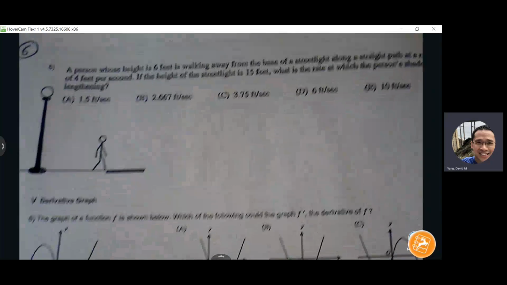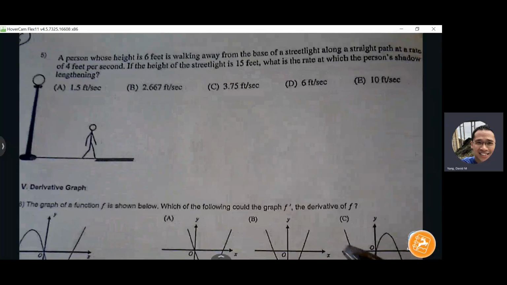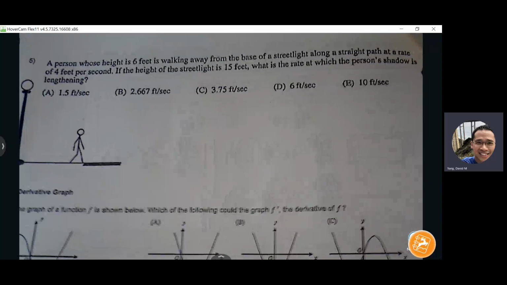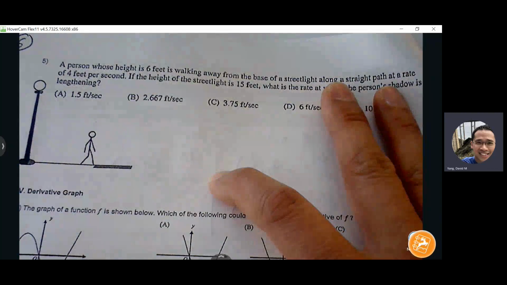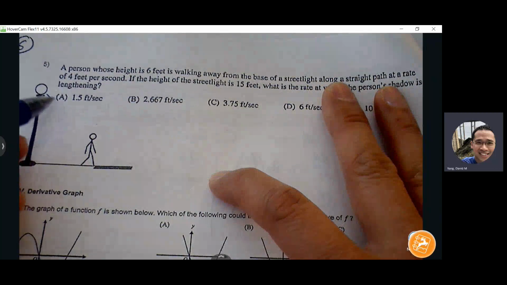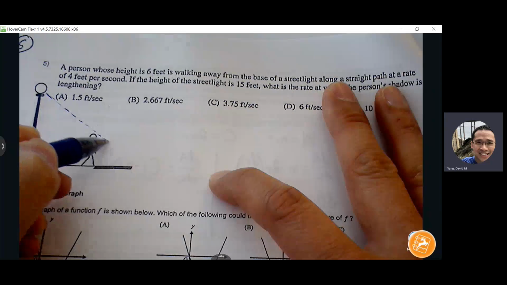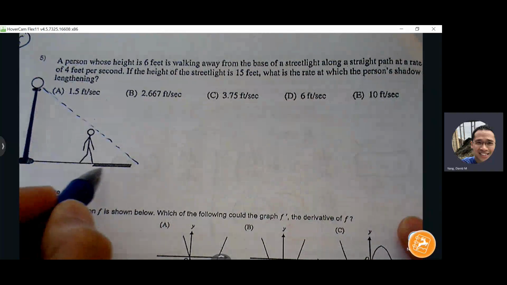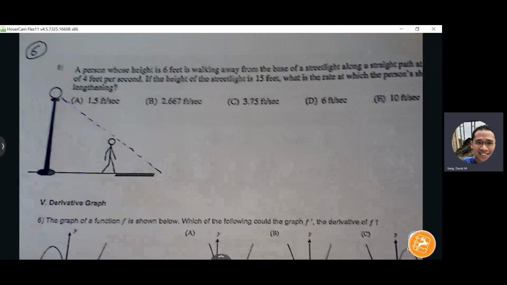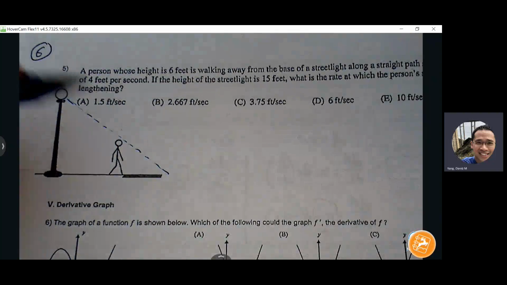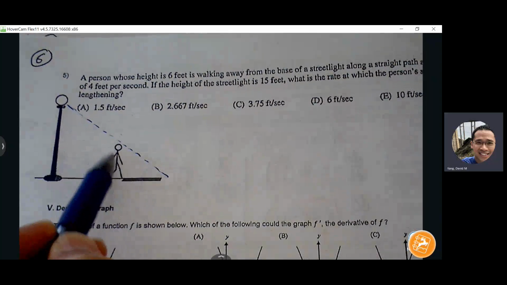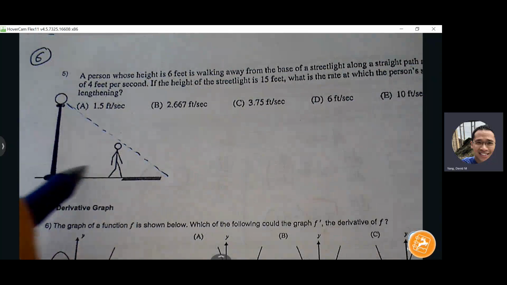A person whose height is 6 feet is walking away from the base of a street light along a straight path at a rate of 4 feet per second. If the height of the street light is 15 feet, what is the rate at which the person's shadow is lengthening? So I can create a triangle within a triangle. Basically, that light is going to create the shadow on the ground. As the person is walking towards or away from the lamppost, that shadow length is increasing or decreasing. Now, we see a triangle within a triangle here, so we have a triangle formed with the person, and we also have a triangle formed with the lamppost.